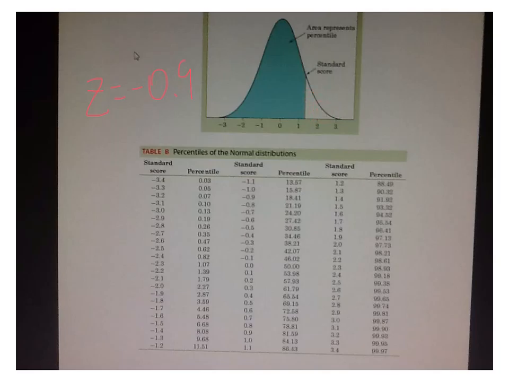But since we are looking for what percent of SAT seniors earn less than 820, we're going to go down our standard score till we find the negative 0.9, and then we're going to go over, and I'm seeing that 18.41%. So the correct answer to that is 18.41%. So that's the percentile that if they scored 820, that they were falling at. Pretty low.